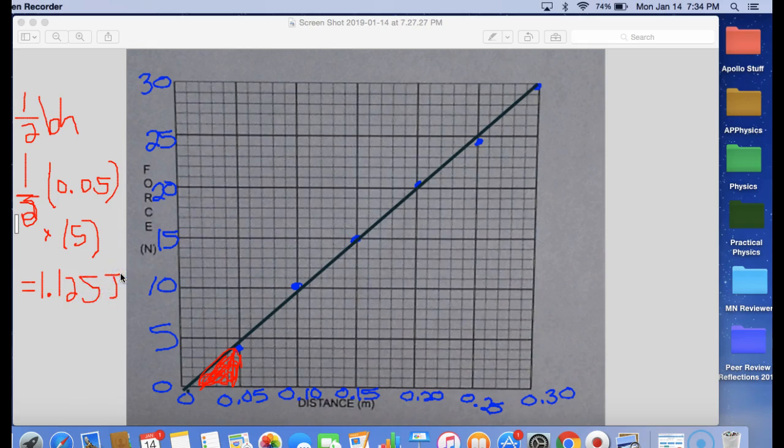because we're taking newtons times meters. So that equals the work, but it is also the same as the elastic potential energy, or what we call the spring potential energy. So then you can record that in your data table.